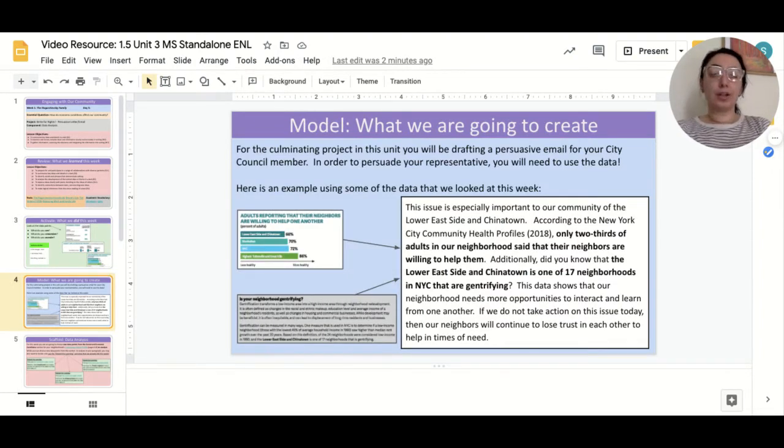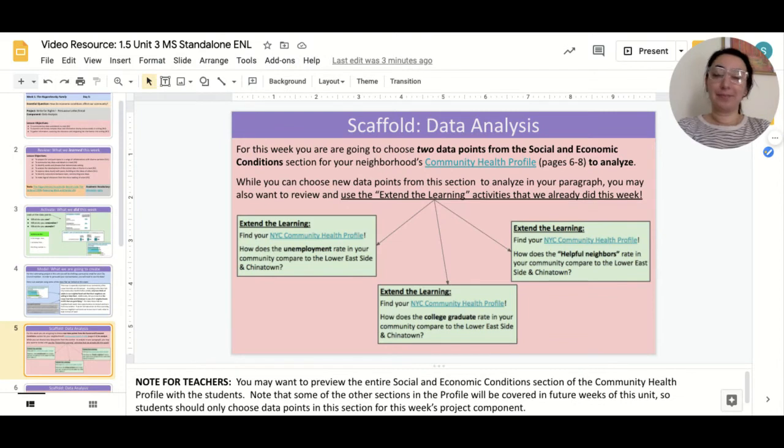On slide 4, you'll see a model. So this is the model for the paragraph that they are writing today, which integrates some of the data points from the week that they looked at. So they'll be using the data from their school community's neighborhood. So that's what they did in the Extend the Learning, which we'll look at now in slide 5.